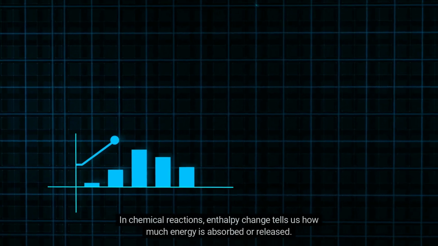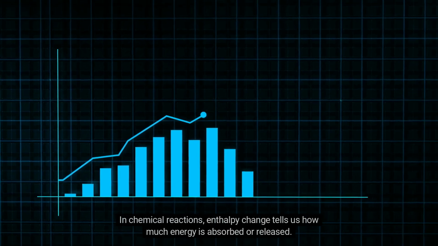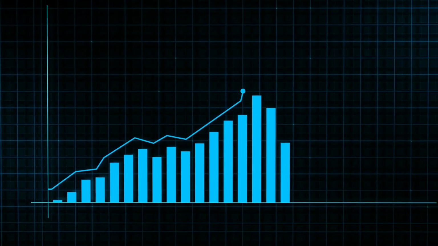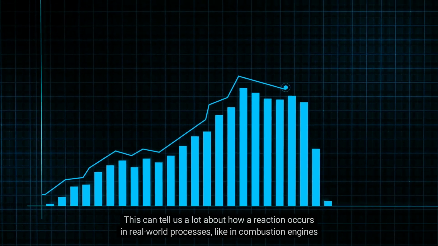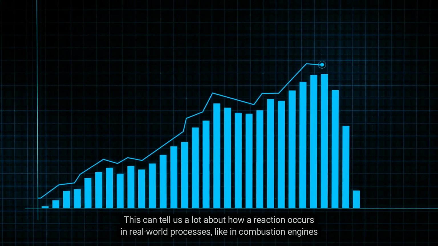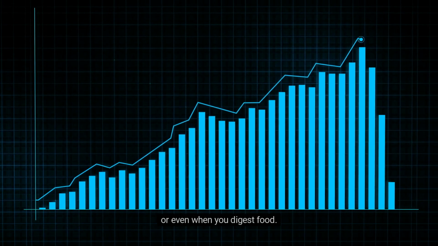In chemical reactions, enthalpy change tells us how much energy is absorbed or released. This can tell us a lot about how a reaction occurs in real-world processes, like in combustion engines or even when you digest food.